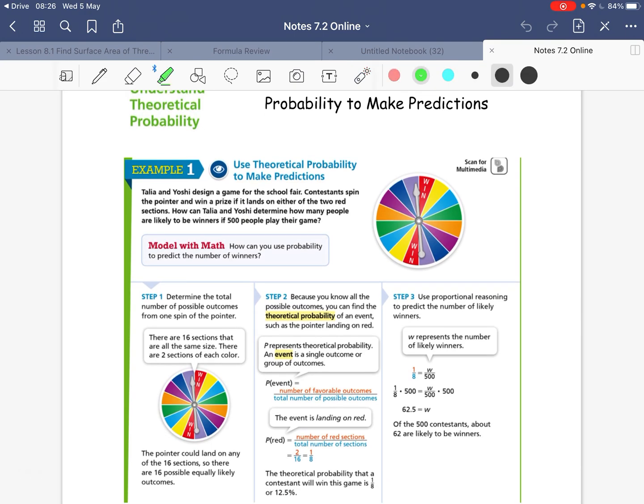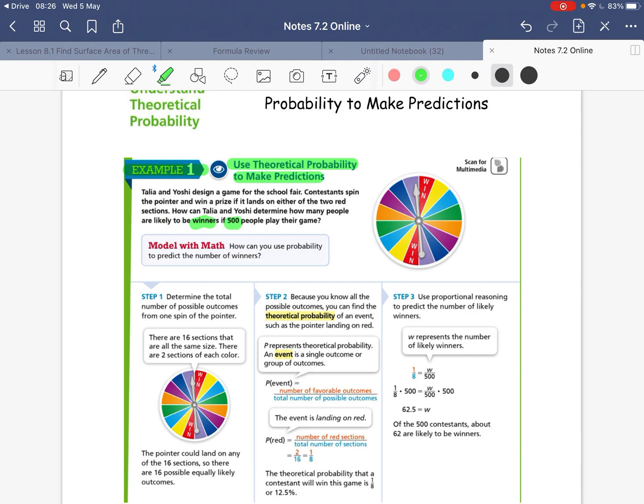So I suggest you don't have to write the entire example down, but you should write down that this is example 1 and we're using theoretical probability. So Talia and Yoshi design a game for the school fair. Contestants spin the spinner and win a prize. If it lands on either of the 2 red sections, how can Talia and Yoshi determine how many people are likely to be winners if 500 people play the game?